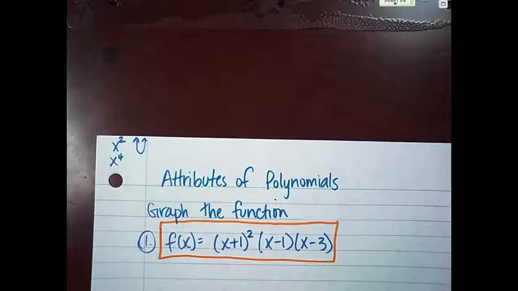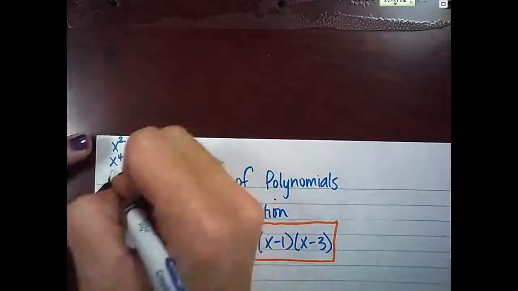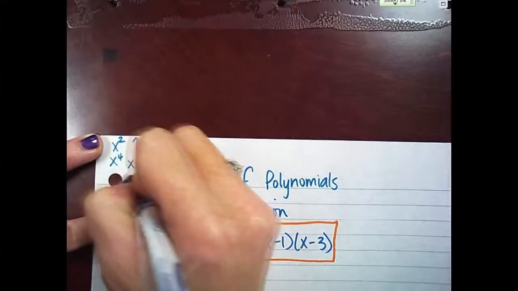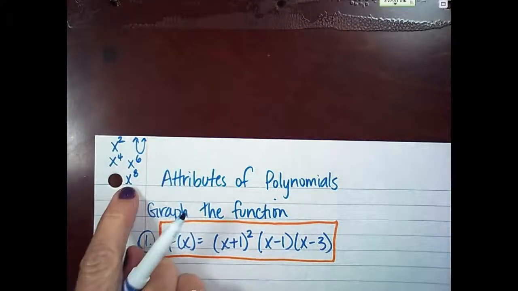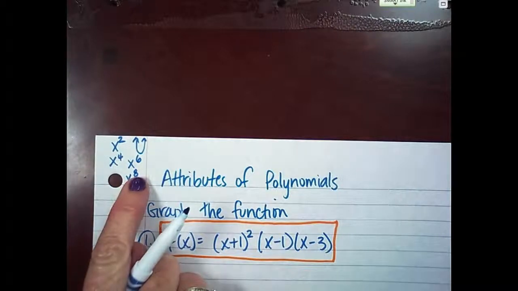Do positives get more positive and negatives get more what? What happens if you take a negative 2 and raise it to the fourth power? What's it going to be? Positive. What about x to the sixth? How about x to the eighth? Right. If I put negative 2 in here, it's going to go positive. If I put positive, it's going to be positive, right?